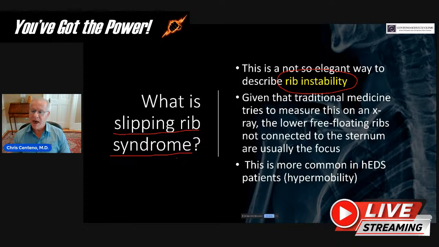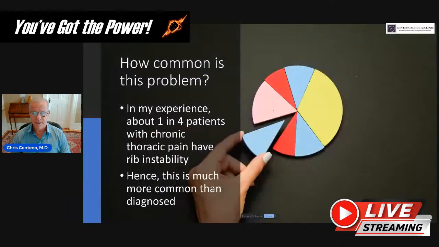And given that traditional medicine tries to see if you can find this on an X-ray, it's usually the lower free-floating ribs that are being referred to when you see this topic, slipping rib syndrome, because those can be malaligned much more commonly and seen on X-ray. And this whole thing is more common in HEDS patients with hypermobility. So hypermobile Ehlers-Danlos.